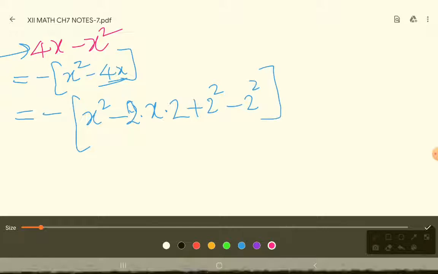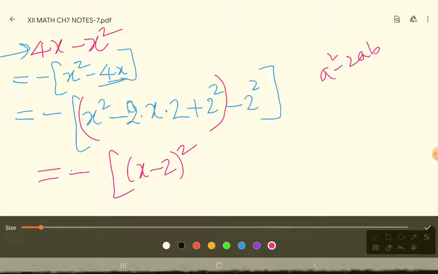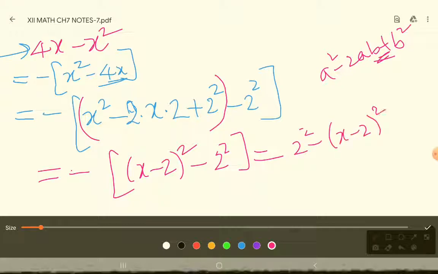Now we will have to write this one as a group. So then you can write it as minus (x minus 2) whole square, because it is a square minus 2ab plus b square. So b is 2, minus 2 square. Now multiply the minus, so then you get 2 square minus (x minus 2) whole square. Like this you can do. So this is the completed square.